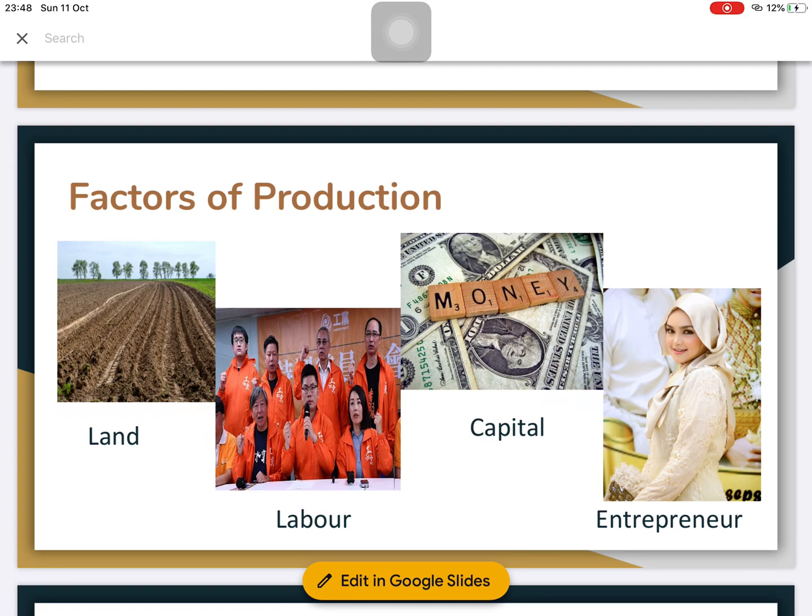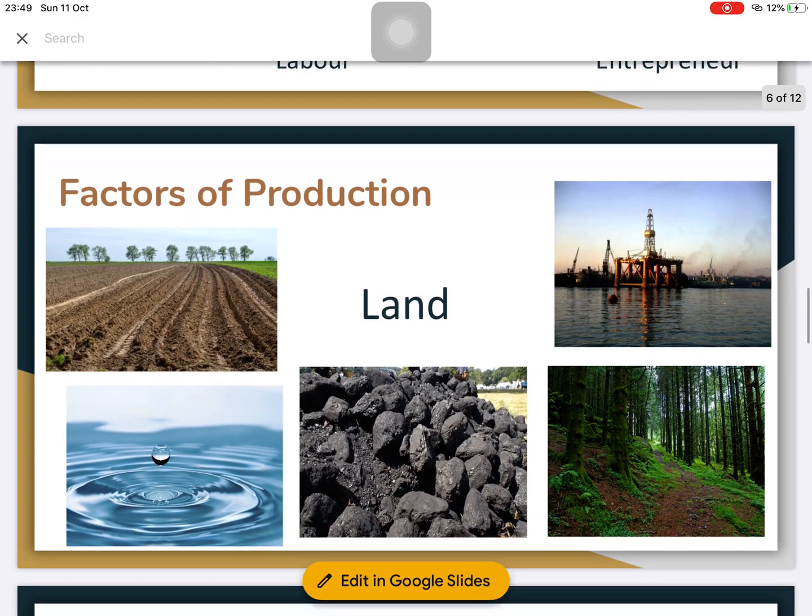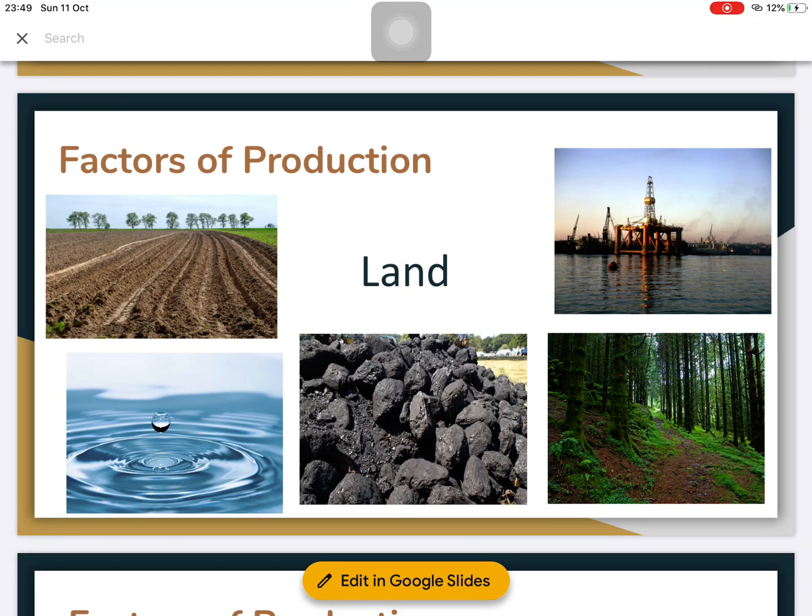So these are the factors of production, four factors of production, including land, labor, capital, and entrepreneur. So the first factor of production is land. Land includes any natural resources used to produce goods and services. This includes not just land, but anything that comes from the land. Some common land or natural resources, for example, water, oil, copper, natural gas, coal, and forests. Land resources are the raw materials in the production process. These resources can be renewable, such as forests, or nonrenewable, such as oil and natural gas.